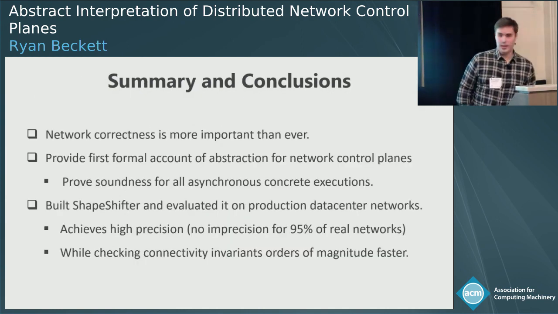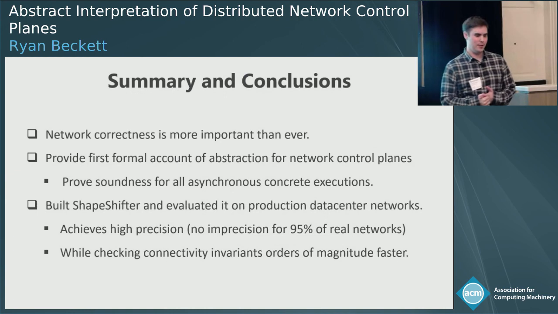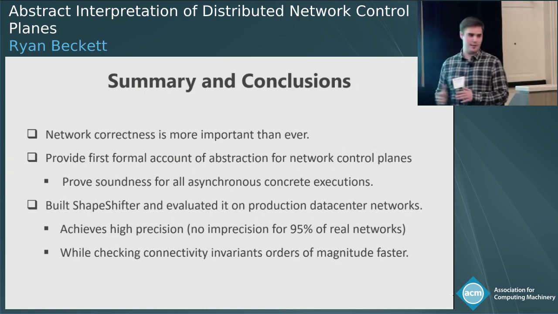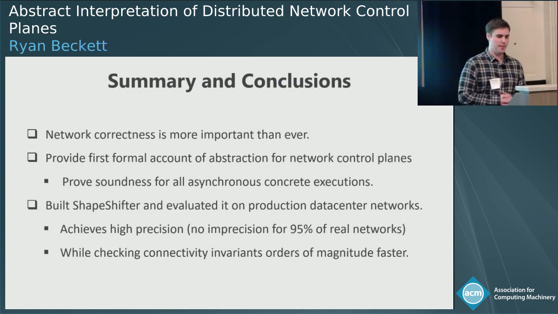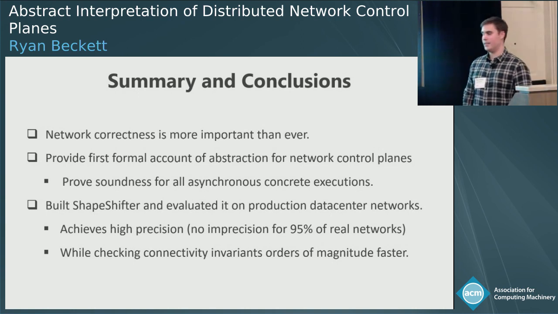And with that, I will summarize and conclude. So network correctness is more important now than ever before. And this is the sort of first attempt to leverage abstraction for this network control plane and routing problem. We proved the soundness theorem with these routing algebras that prove soundness for all asynchronous executions. And then we built a practical tool and evaluated it on production data center networks at Microsoft. It achieves high precision for almost all of the networks we looked at, while checking connectivity invariance orders of magnitude faster than state-of-the-art tools. And with that, I'd be happy to take any questions.